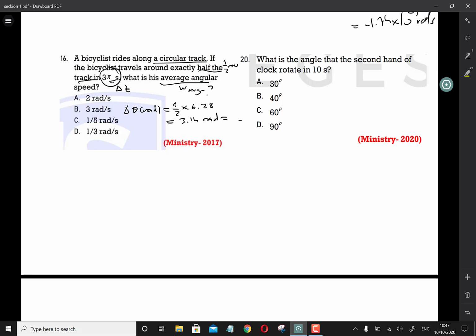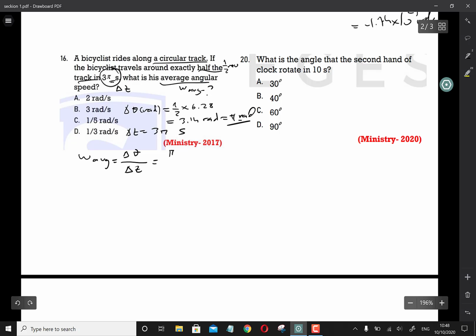Delta t is given in pi, so it is better to write angular displacement in pi as well. So 3.14 is pi radian. Delta t is given in the question as 3 pi seconds. So omega average is equal to delta theta over delta t, which is pi radian over 3 pi. So simplify pi, 1/3 radian per second is the correct answer for this question.